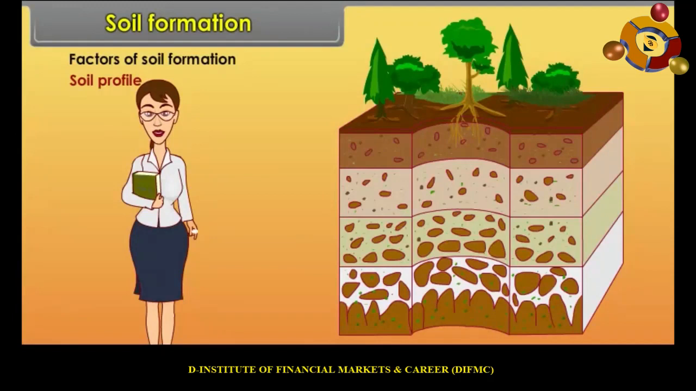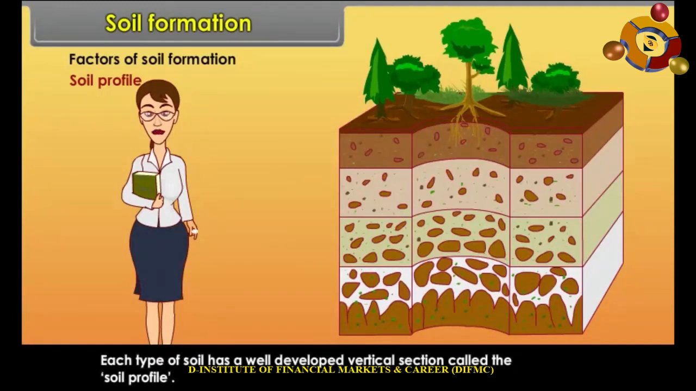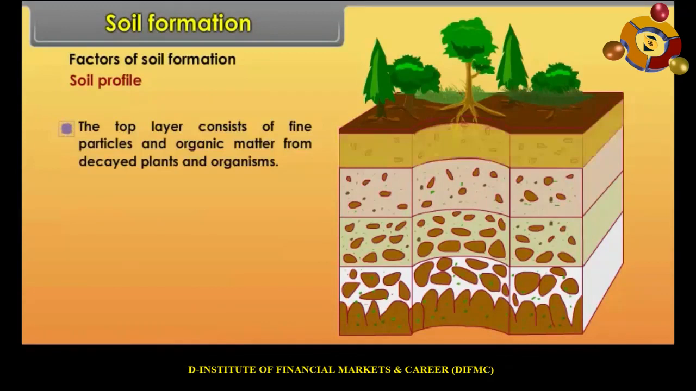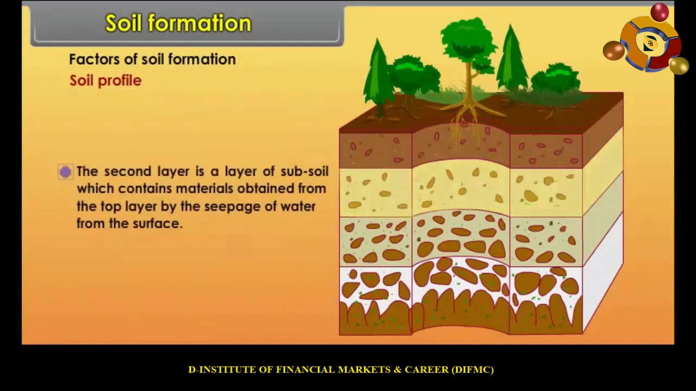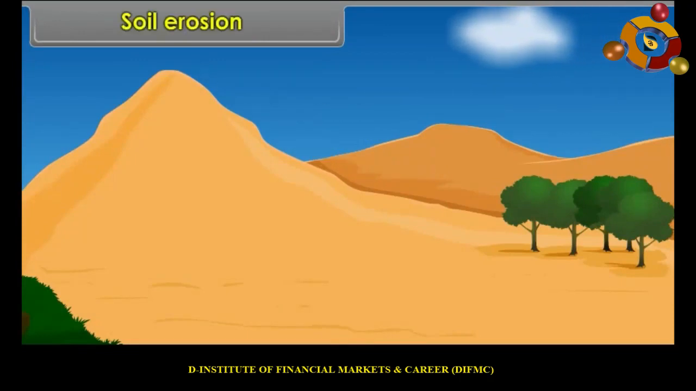Soil profile. Each type of soil has a well-developed vertical section called the soil profile. The top layer consists of fine particles and organic matter from decayed plants and organisms. The second layer is a layer of subsoil.